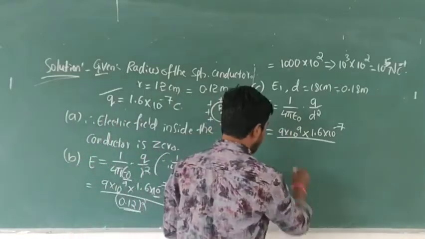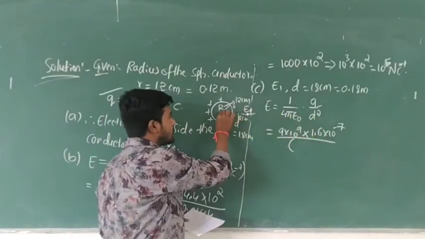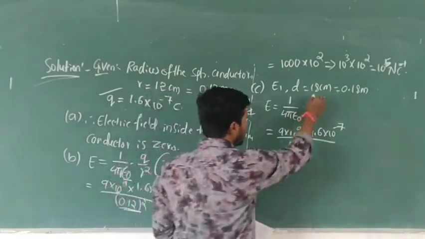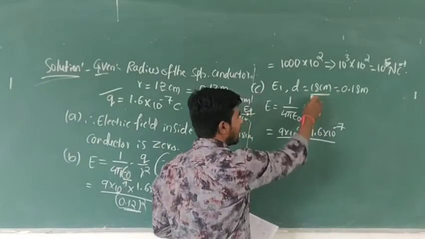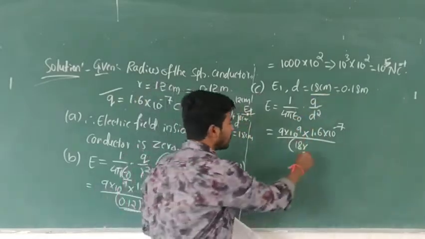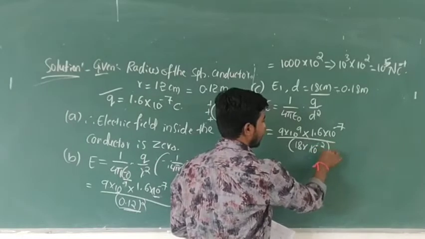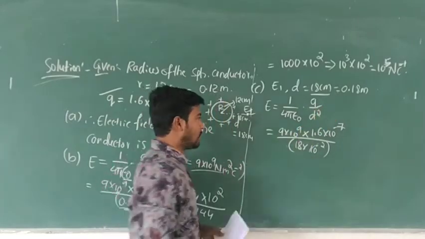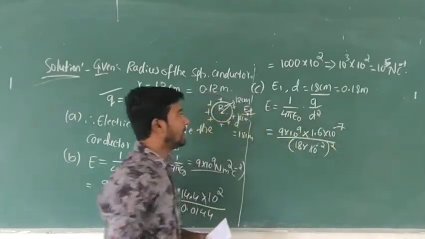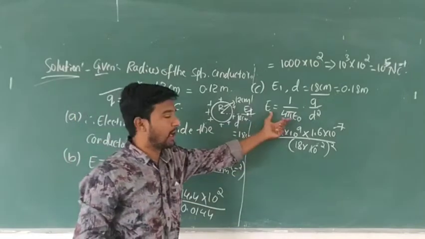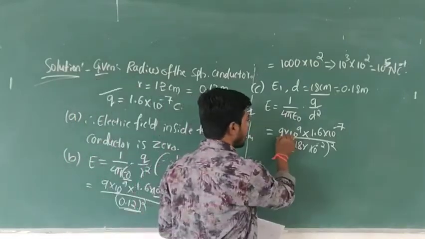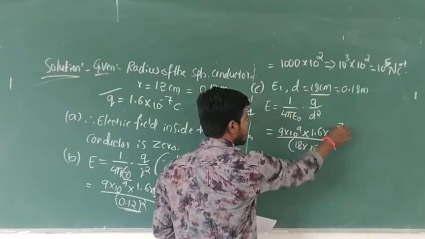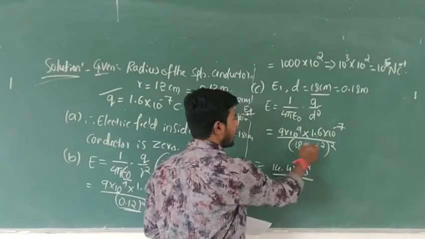D square means what? D is the distance from the center point to that point. 18 centimeter. I will take 18 into 10 to the power minus 2, can't I write it like that? So that is how it comes. Okay, this is the formula. Okay, so calculate 9 into 1.6. How much? 14.4 into 10 to the power 9 minus 7, that is 2, divided by 18 square.